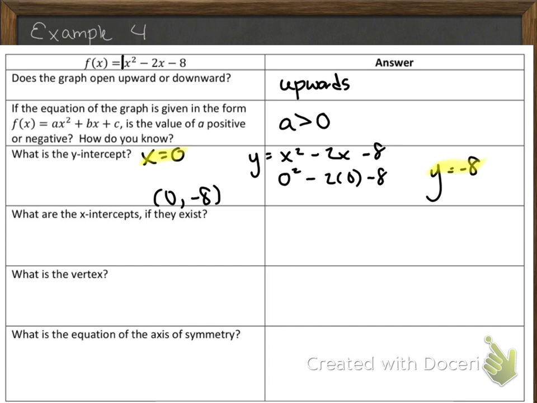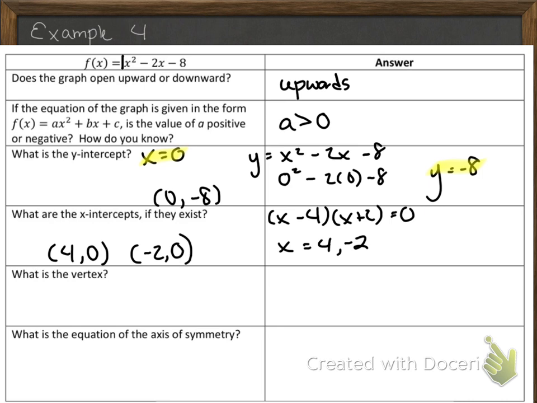Then they ask, what are the x-intercepts? Well, to find the x-intercepts, we need to use the AC method to factor this polynomial. It factors as x minus 4 times x plus 2 is equal to 0. So my two solutions are positive 4 and -2. Remember, we have to write both of those points as ordered pairs. So we have the point (4, 0) and the point (-2, 0).